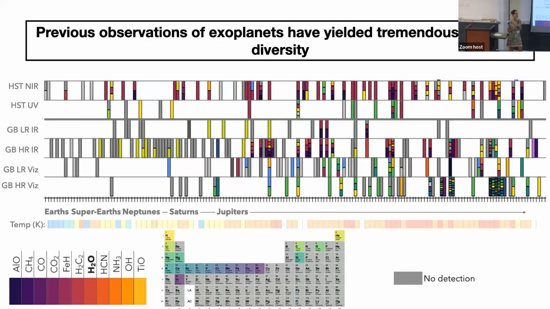So not considering JWST first, but looking at what's been done with HST and ground-based observatories from the ground. This is a visualization of all detections, not just terrestrial planets, ranging from super Earths. This graph is ordered in size of planets, so from the Earths all the way out to the Jupiters, and it's color-coded by all the different types of molecules and atoms that have been detected in various exoplanets. And it's amazing to see this awesome chemical diversity that has been detected in all these different types of exoplanets.